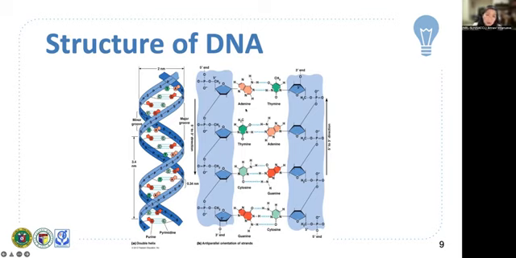And always, adenine pairs with thymine. They are always complementary to each other and vice versa. So your A pairs with your T, and guanine pairs with cytosine and vice versa. So your C always pairs with your G and vice versa. So A pairs with T, C pairs with G, and vice versa. That's what we should remember from this slide.